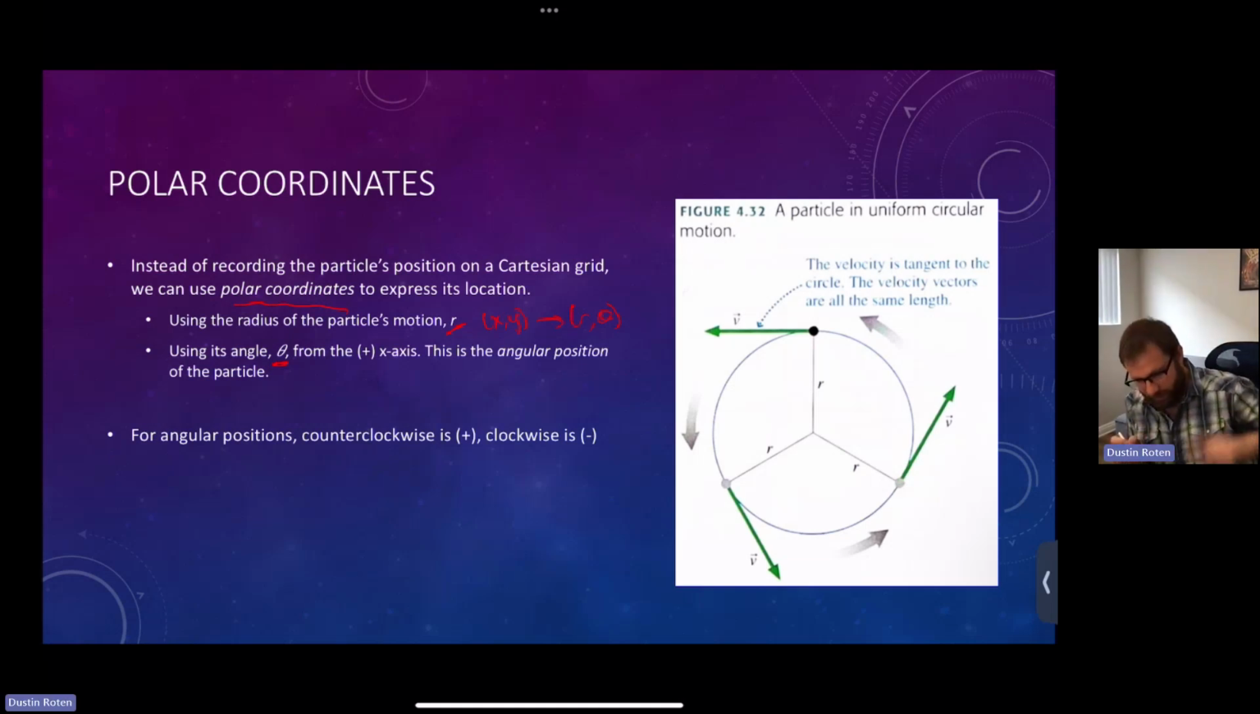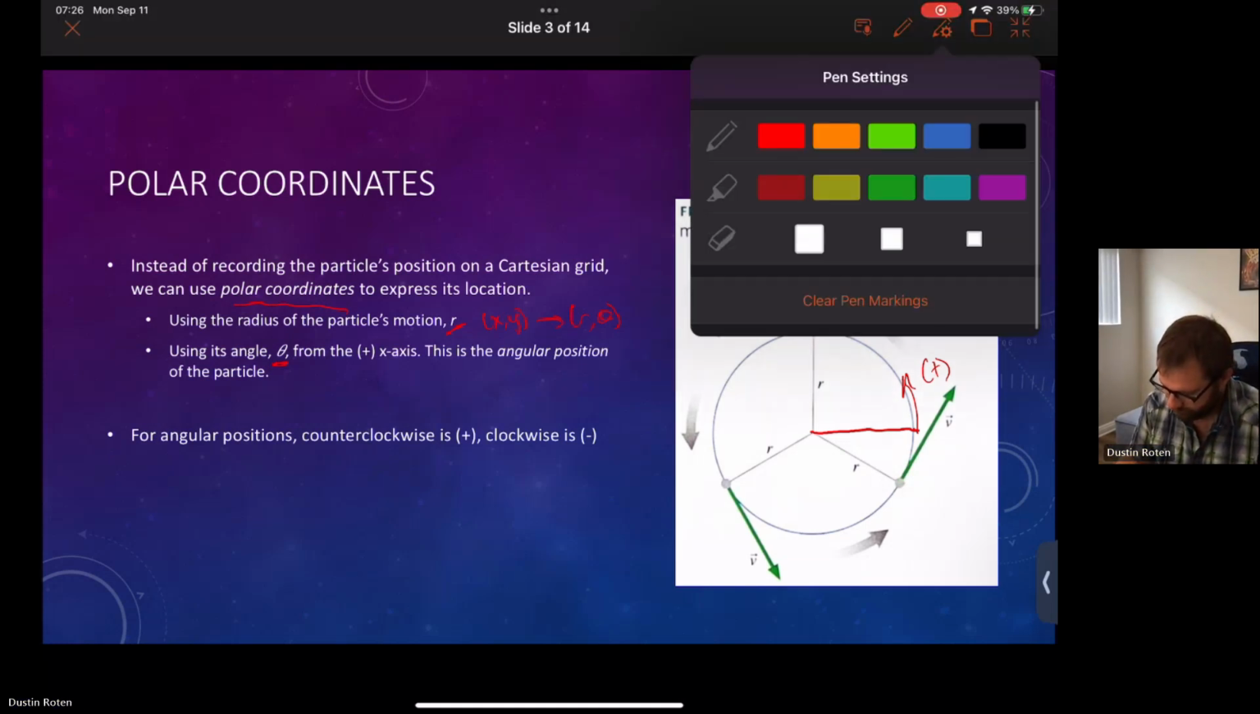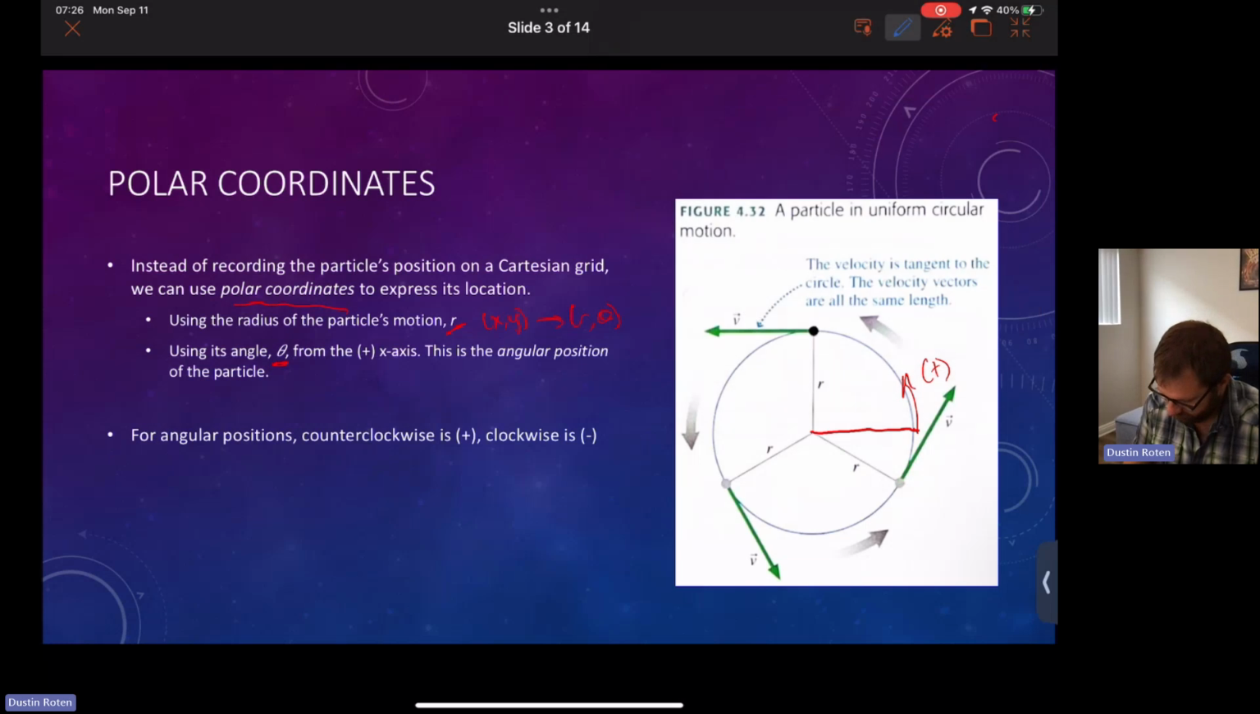So generally for angular positions, counterclockwise is considered a positive direction. So this way is going positive, and then any motion in the clockwise direction is considered negative. So any motion this way is going to be negative.